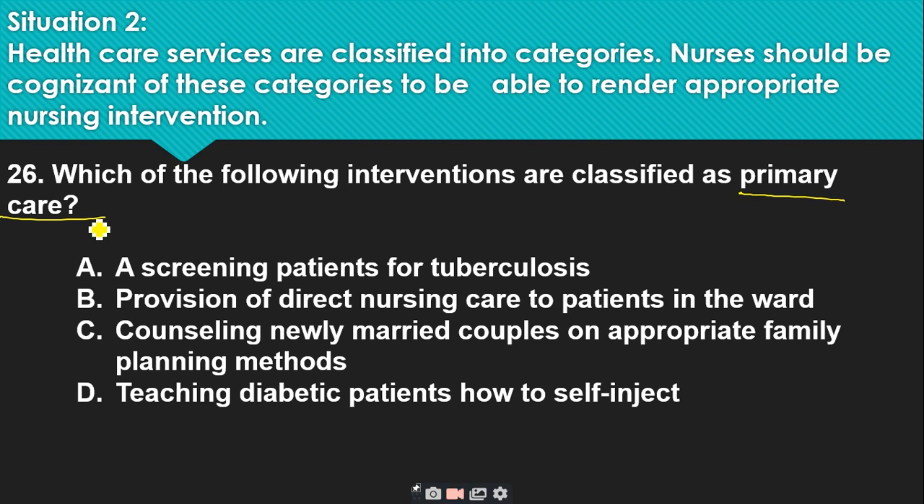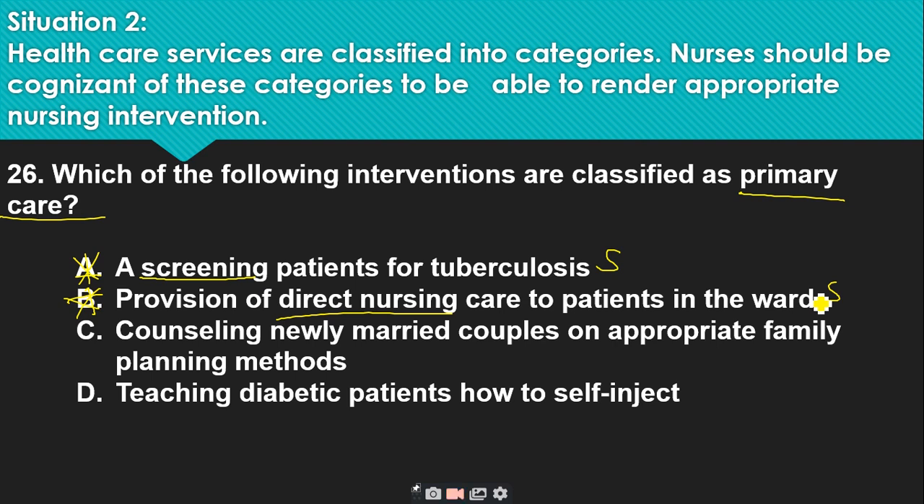Let's eliminate for our first reading two choices. Let's eliminate letter A and letter B, because letter A, from the word screening, that's going to be secondary. Provision of direct nursing care, that's secondary. So therefore, we're left with two choices. Letter C, counseling newly married couples on appropriate family planning methods, or letter D, teaching diabetic patients how to self-inject.